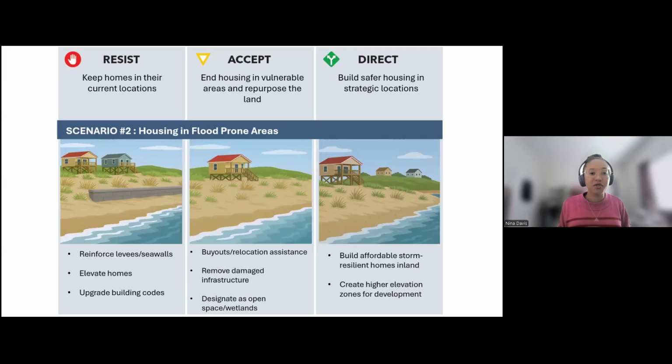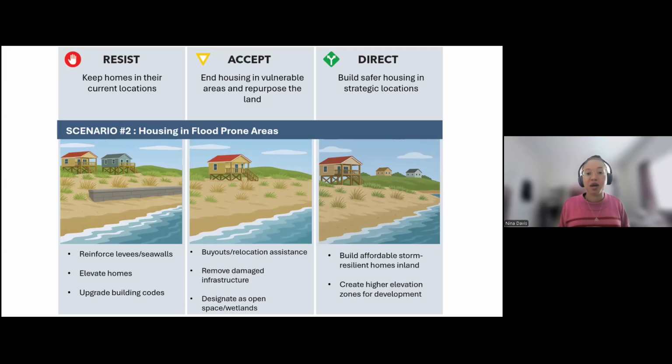For scenario number 2, for housing in flood-prone areas, some of the drivers of change for this could be hurricanes, sea level rise, storm surge. So your focus might be on housing safety and long-term community resilience. So for resist, the goal is keeping homes in their current locations.